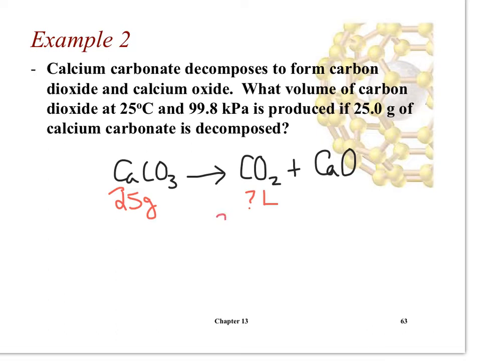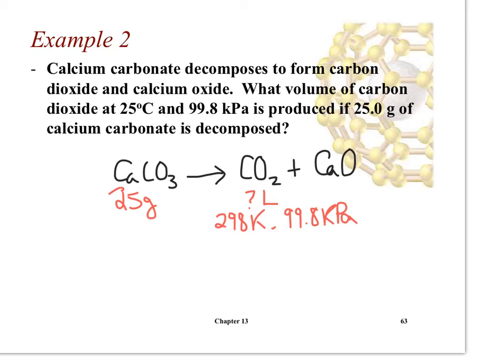And again, I'm going to convert my Celsius to Kelvin. So 298 Kelvin is 25 Celsius, and 99.8 kPa. So I am trying to find the volume of my carbon dioxide. It's a gas, and I'm given the temperature and the pressure. So maybe I can plug it into PV equals nRT.